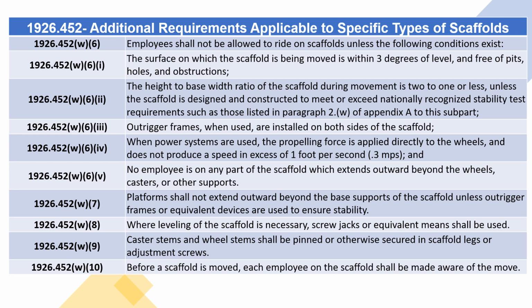1926.452(w)(8): Where leveling of the scaffold is necessary, screw jacks or equivalent means shall be used. 1926.452(w)(9): Caster stems and wheel stems shall be pinned or otherwise secured in scaffold legs or adjustment screws. 1926.452(w)(10): Before a scaffold is moved, each employee on the scaffold shall be made aware of the move.